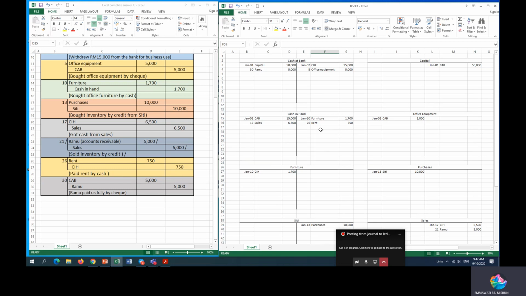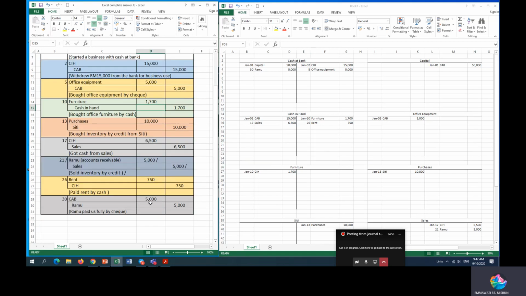Now at the end of the month, since we have come to the end of January, what we need to do next is close our accounts. So how should we do the closing? Let's use a simpler example first. I'm going to use the capital account for our first discussion on how to close an account.